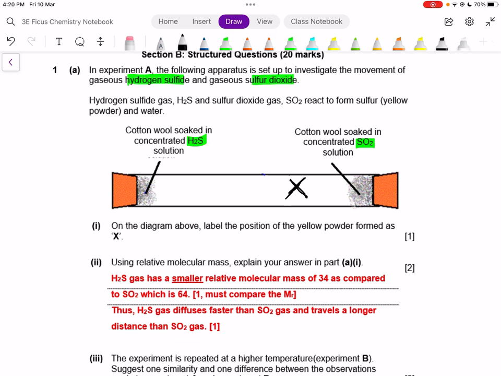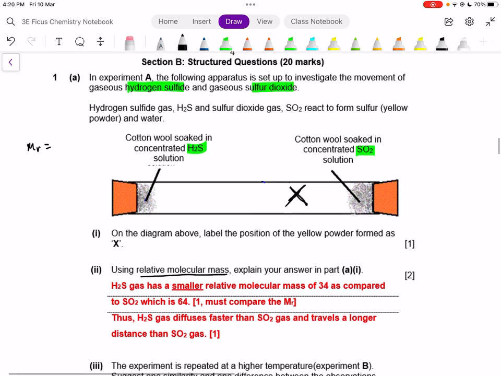So we need to calculate the relative molecular mass. But make sure you spell out the whole thing when you explain in part 2. When I write, I can write this way, but don't use short form. Some of you use short form, and for the second part, that cannot.